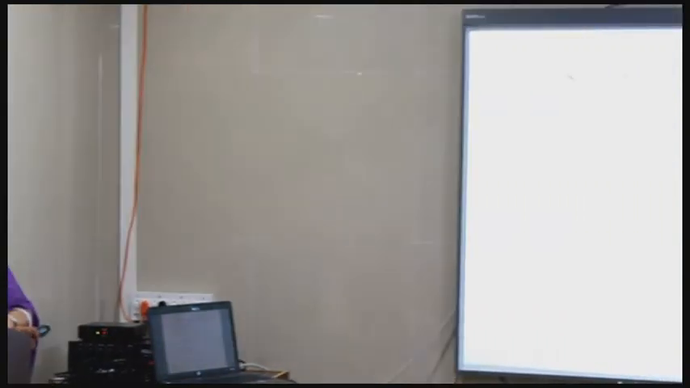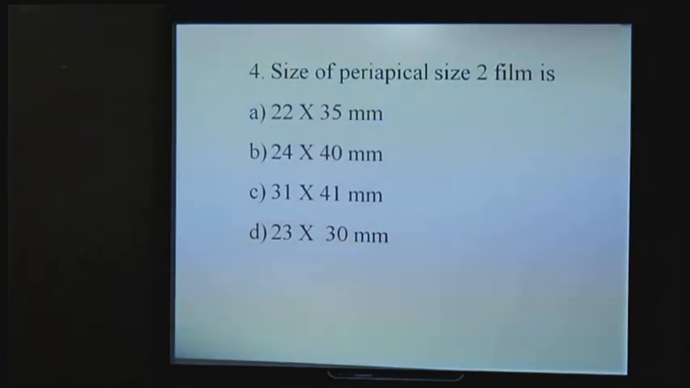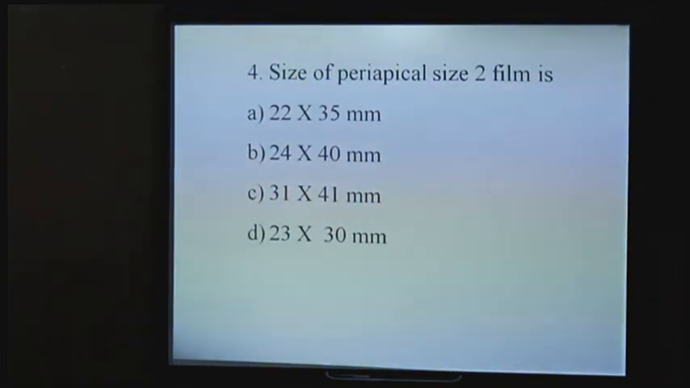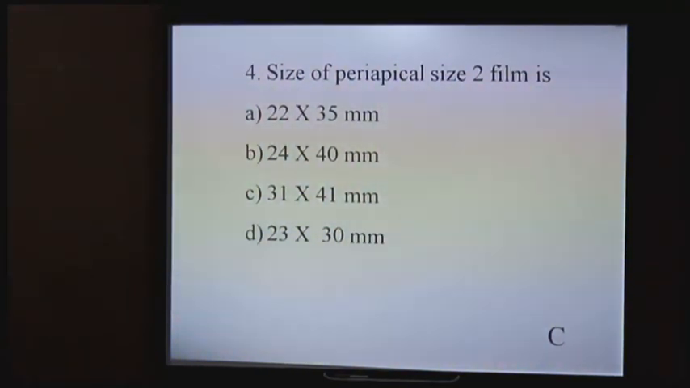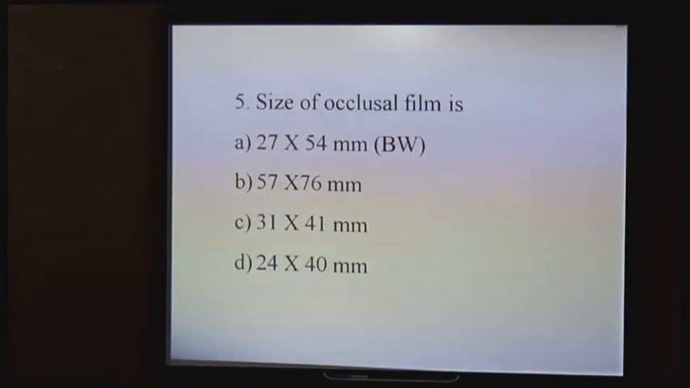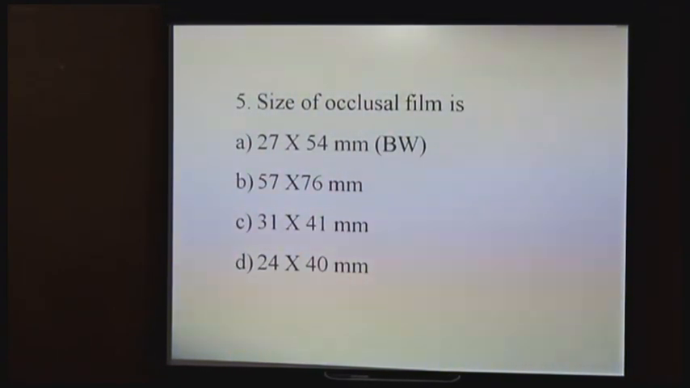The size of a periapical size 2 film is C. What is 22 by 35? Video film. And 24 by 40? Size 1. There is no size of 23 by 30 mm. The size of occlusal film is 57 by 76 mm. 31 and 41 is already discussed. 24 by 40 is already discussed. 27 by 54 is for bitewings.